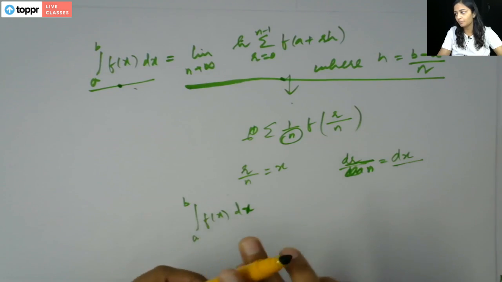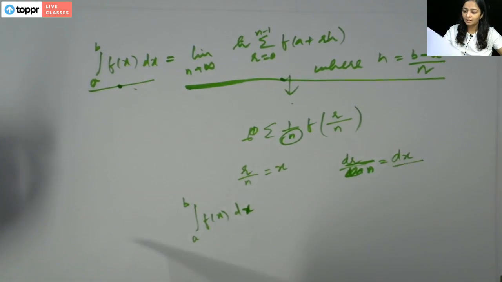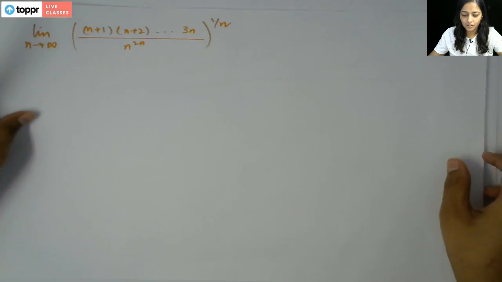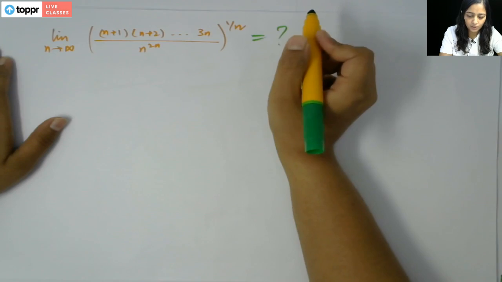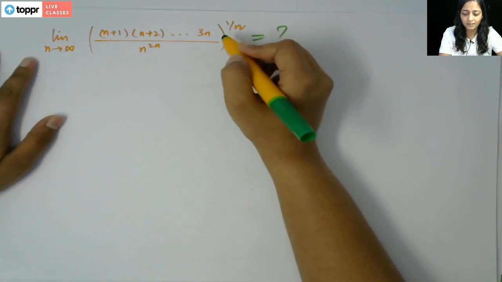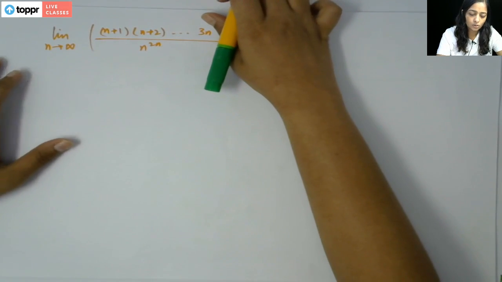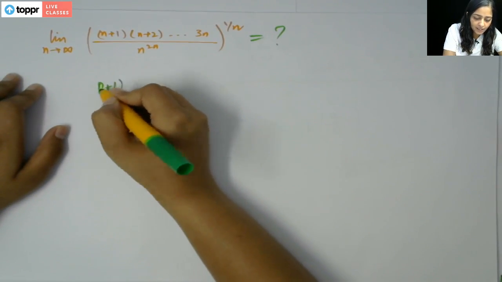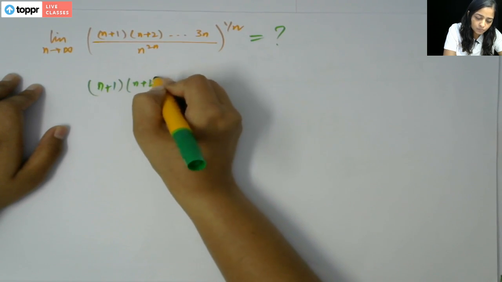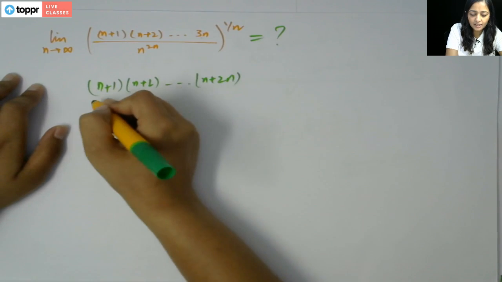Let's see an example to understand this. Suppose we have a function like this and we have to evaluate its value. So how can we evaluate its limit? First let's try to convert it into a definite integral. So like this we can write as n plus 1, n plus 2, up to n plus 2n. 3n can be written as n plus 2n.